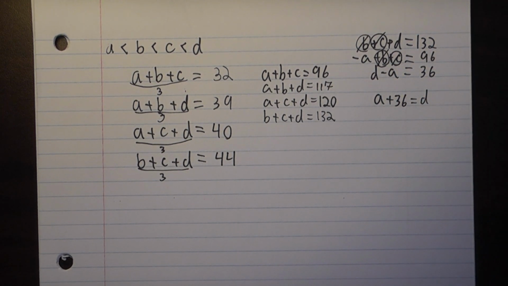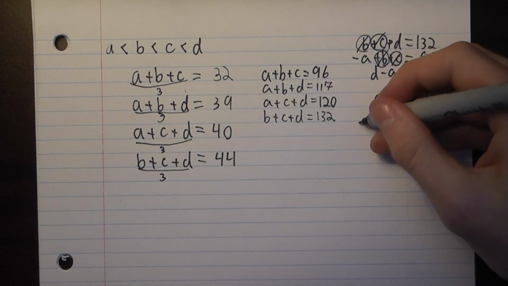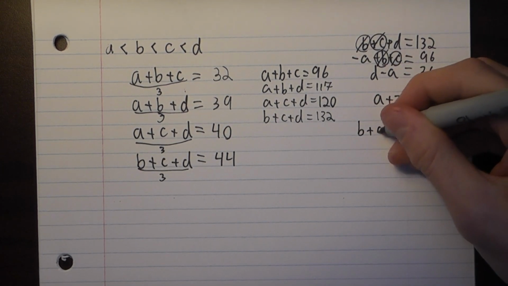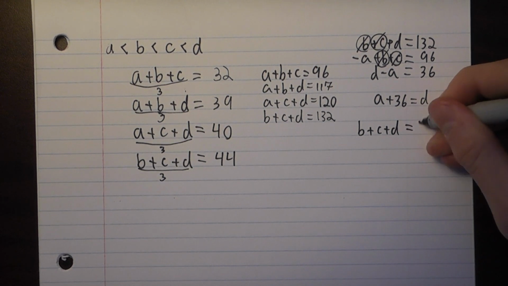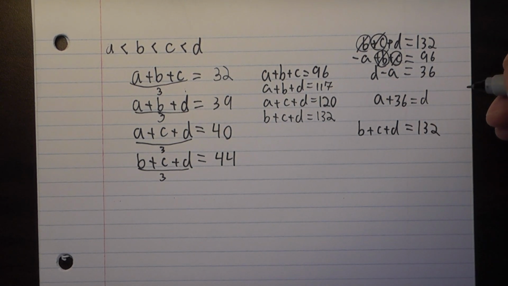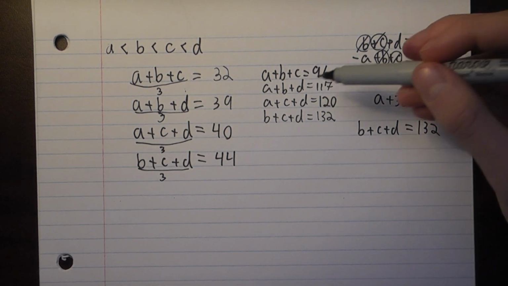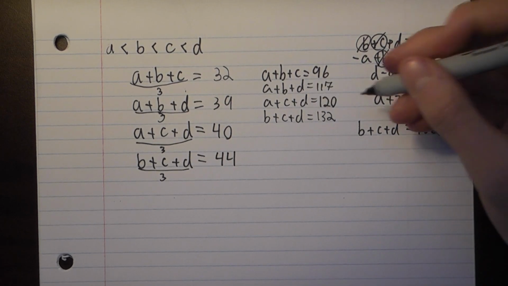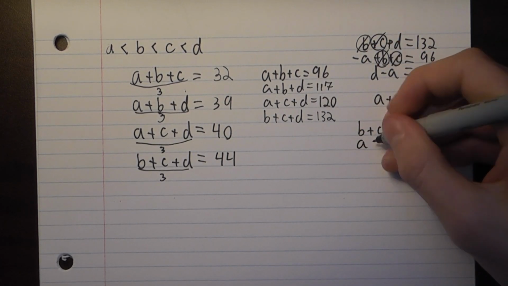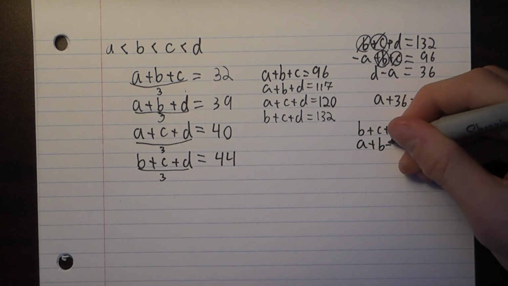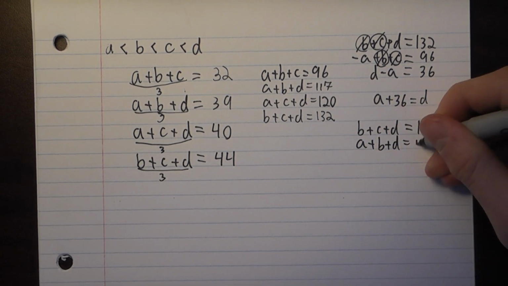Now this isn't enough to solve it by itself, so we'll have to do it again. So we'll use B plus C plus D equals 132 again, but this time let's choose a different one. And we'll choose A plus B plus D equals 117.